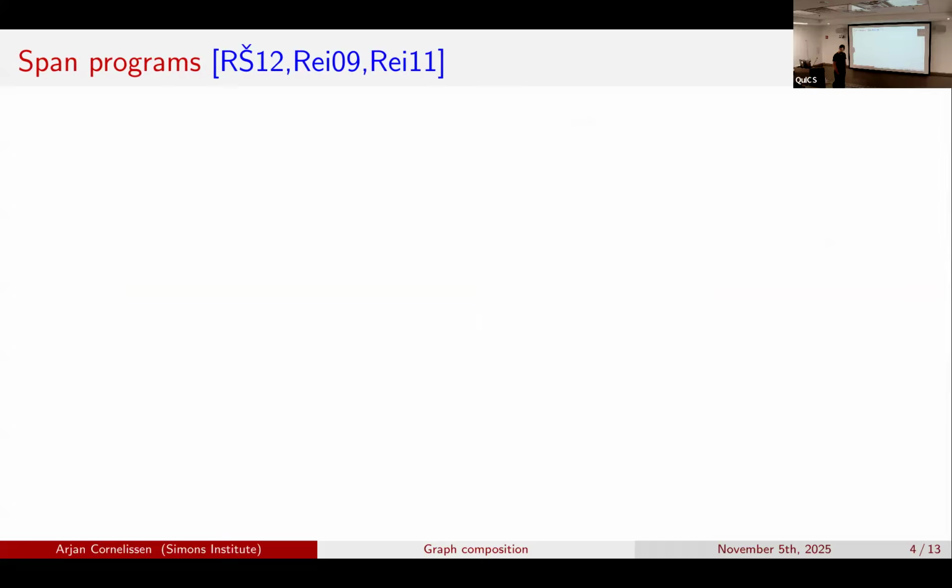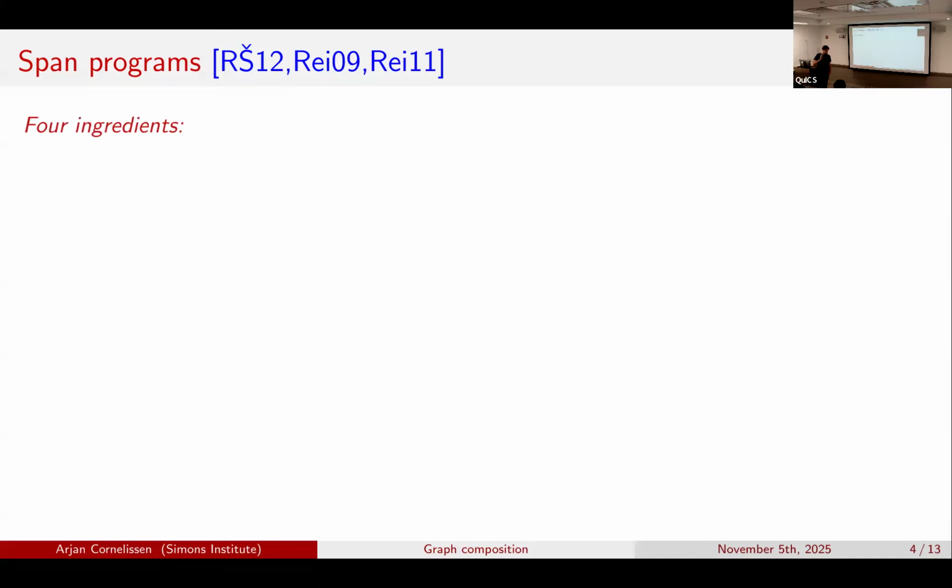So to that end, I'm going to start explaining what span programs are and how this works. Span programs are one particular framework for coming up with quantum algorithms. They are one particular methodology for first defining a mathematical object and then, as a black box, turning it into a quantum algorithm. So I'm first going to explain what this mathematical object looks like.